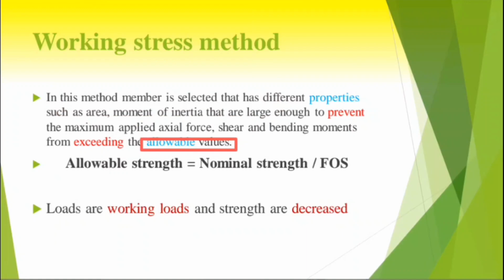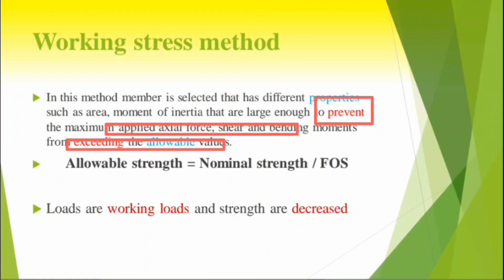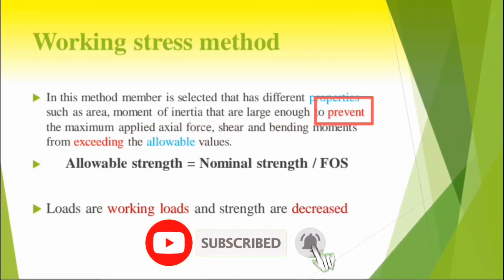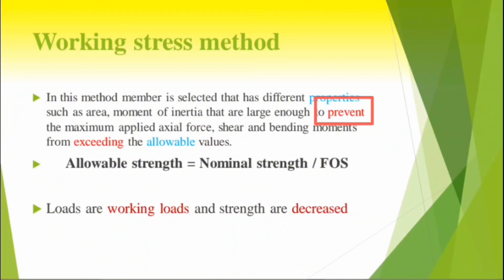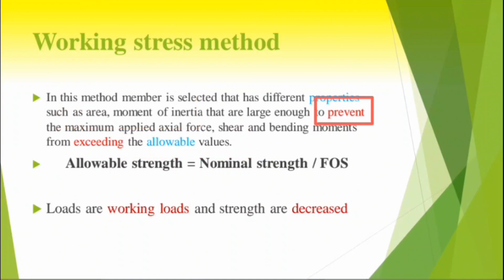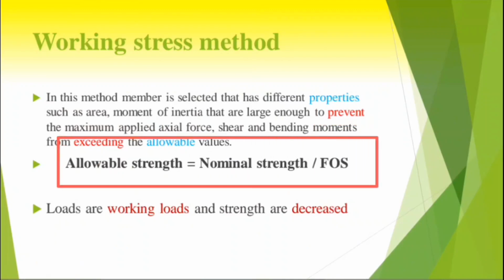So why are we producing large sections? Because to prevent the load effects from exceeding the allowable values. Here the allowable values are the design strength, meaning the design strength should be greater than or equal to the required strength. So we are increasing the sectional property to increase the allowable values, so to prevent the load effects from exceeding the permissible values. So this is the working stress method, that the allowable strength is equal to the nominal strength divided by the factor of safety.